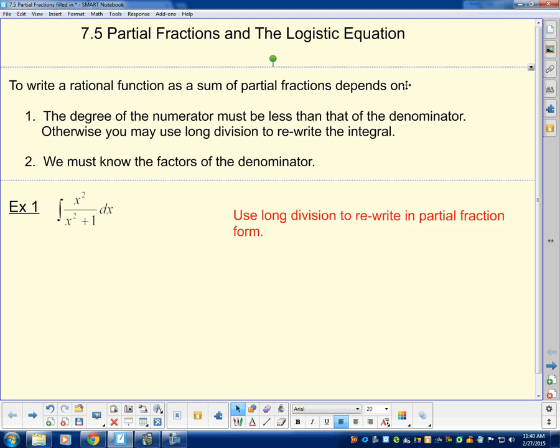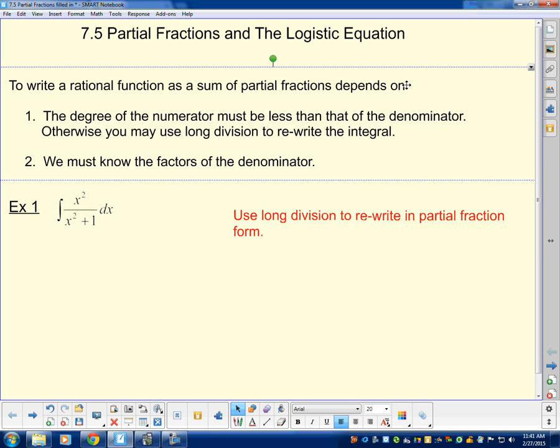To write a rational function as a sum of partial fractions depends on the degree of the numerator being less than that of the denominator. So if you're going to use the method of partial fractions, we need the degree of the numerator to be less than that of the denominator. We've seen that in u substitution as well, but what's going to happen on these problems is if you let the bottom equal u, its derivative will not be at the top. So that will lead you to go, okay, I've got to use another method.